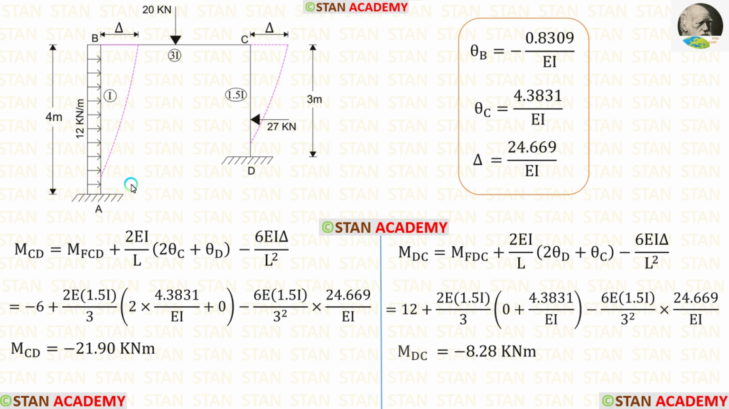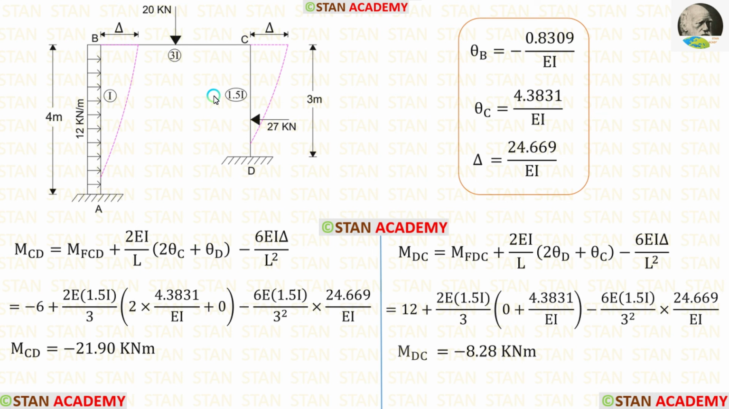Now let us make the slope deflection equations in the column CD. The column CD is subjected to sway. So in the equations, we have to add the moment due to sway. In the equations, let us apply the fixed end moments. Length of the column CD is 3 meter. Let us apply that.